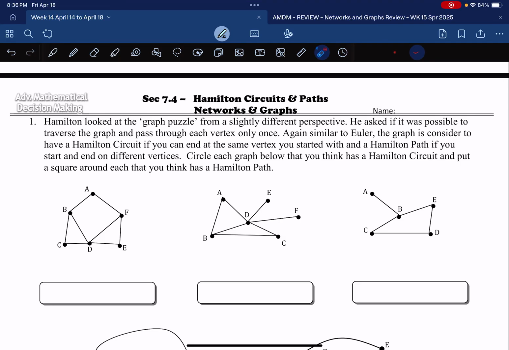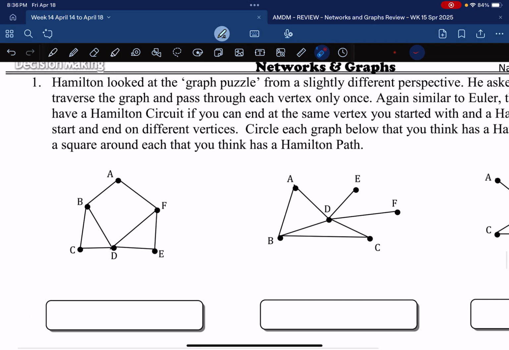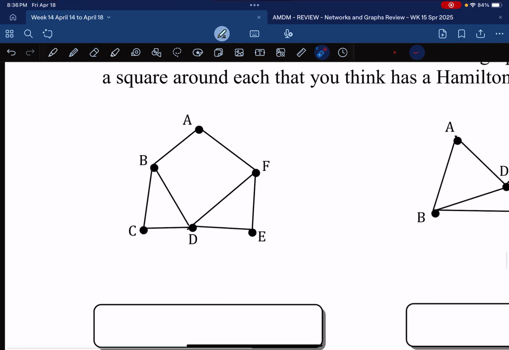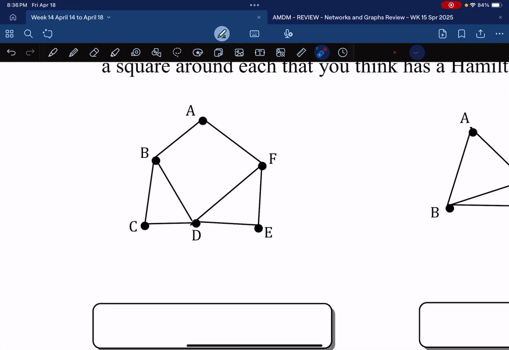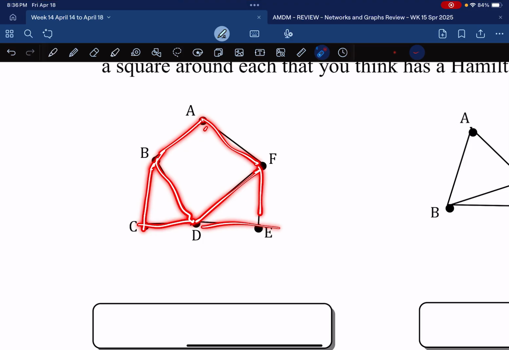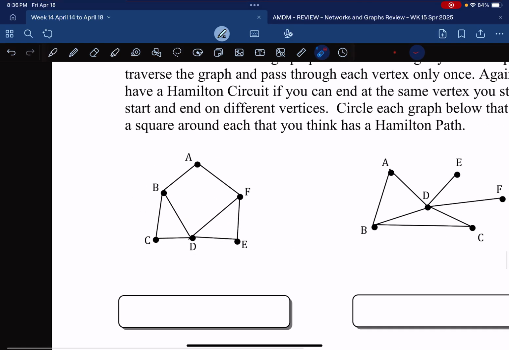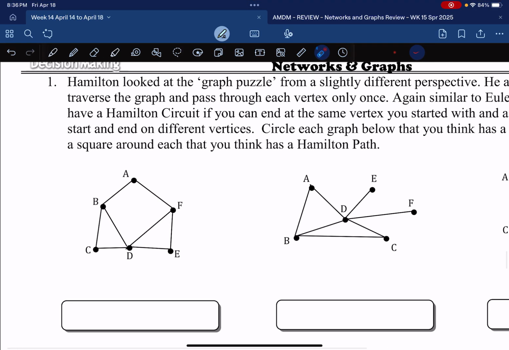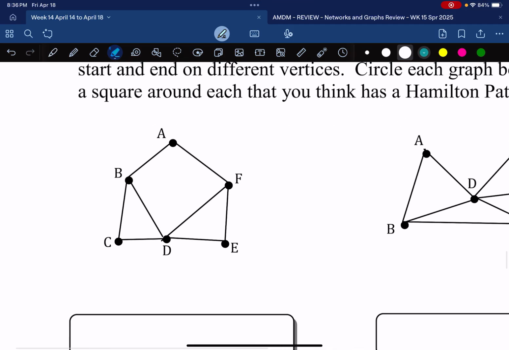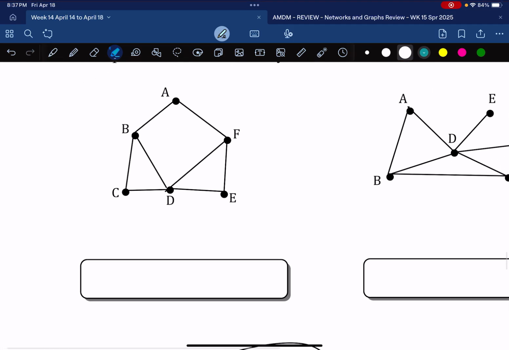We're going to talk about Hamilton paths and Hamilton circuits. So if we look here, when we were talking about Euler, we cared about every line, every vertex, every edge, all of that. But Hamilton's different. Hamilton said if you have a circuit, you will start and end at the same place. So this would be an example of a circuit.